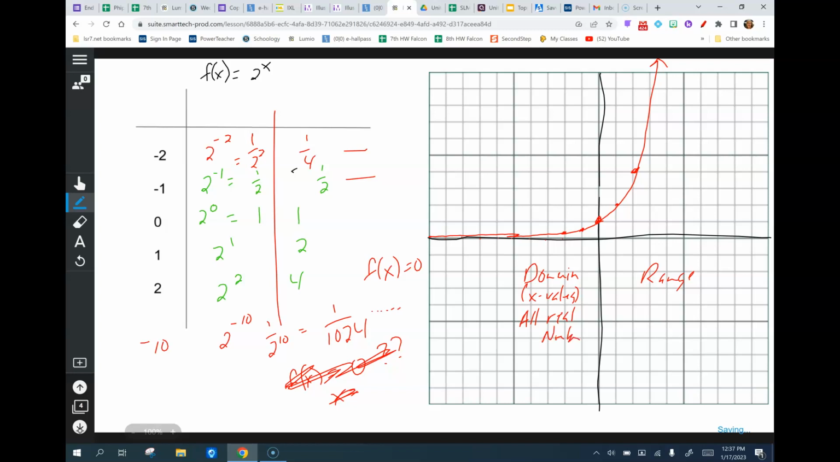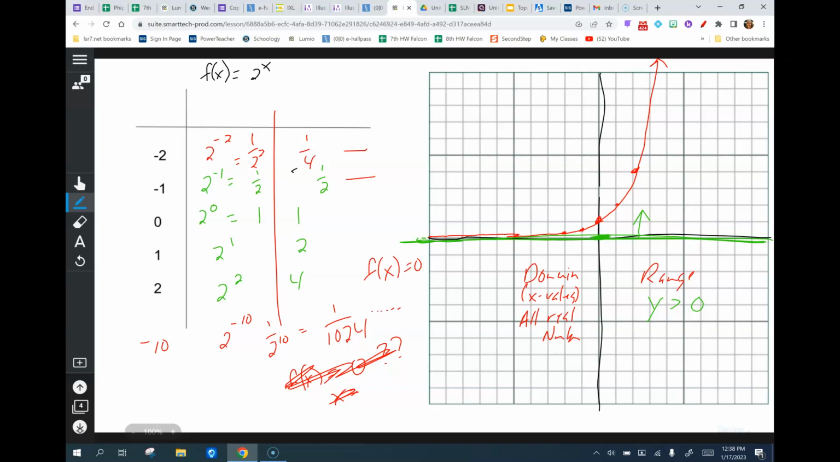But look at my range. I can't go past this line. I'll get closer and closer to it, but I will never touch it. So my range is going to be from here on up. It's going to be y is greater than 0. It will never touch. Okay, it will never come down to right here. So we'll never hit that, so my range is like that.